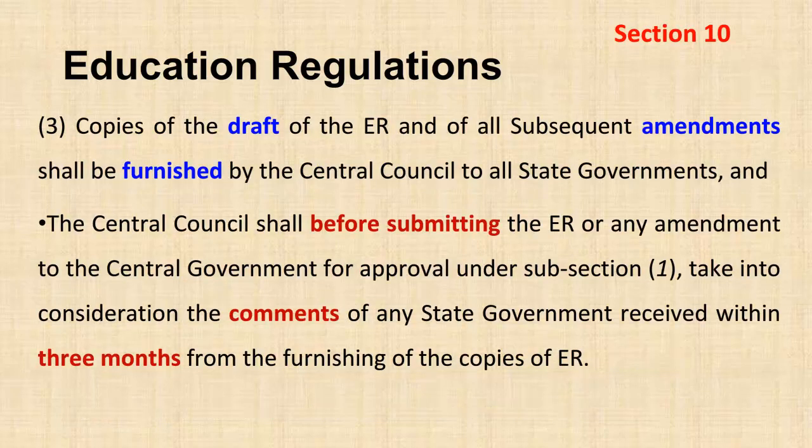Copies of the draft of the education regulation and of all subsequent amendments shall be furnished by the Central Council to all state governments, and the Central Council shall, before submitting the education regulation or any amendment to the central government for approval under subsection 1, take into consideration the comments of any state government received within 3 months from the furnishing of the copies of education regulation.